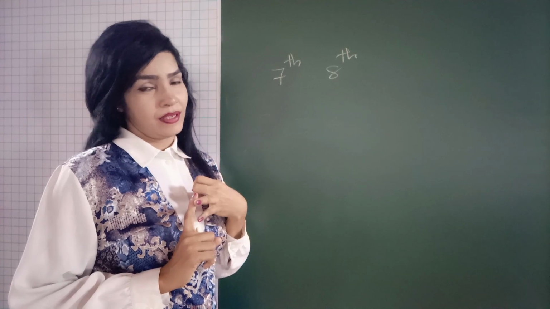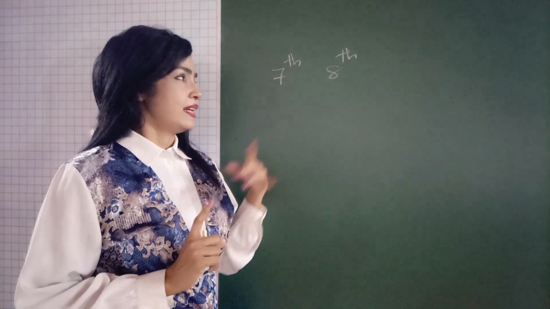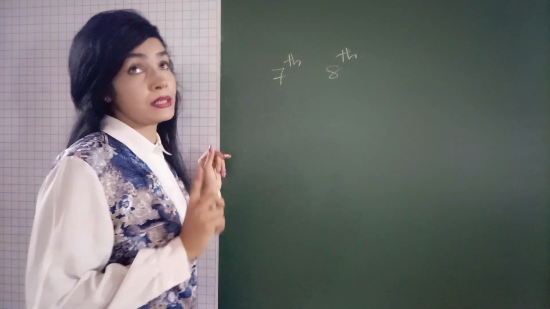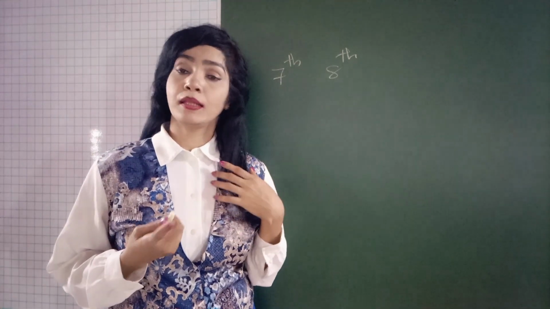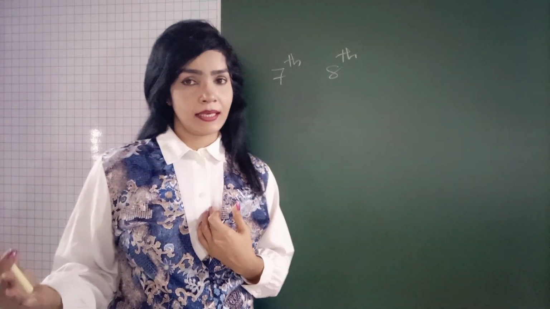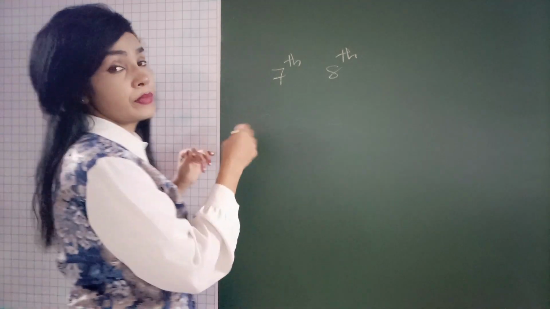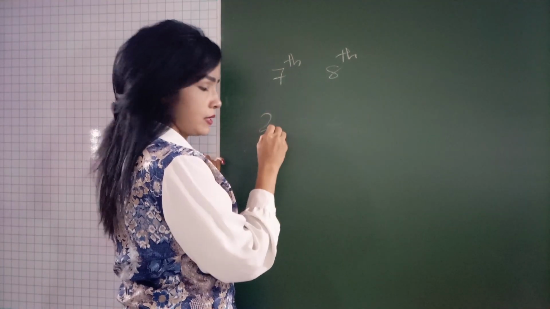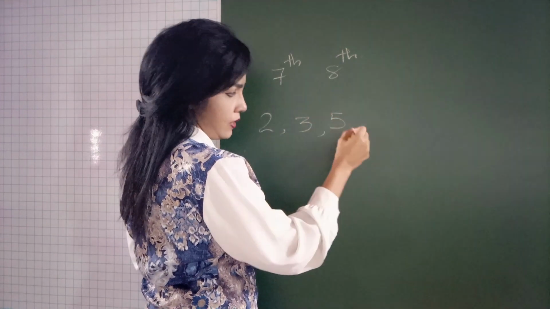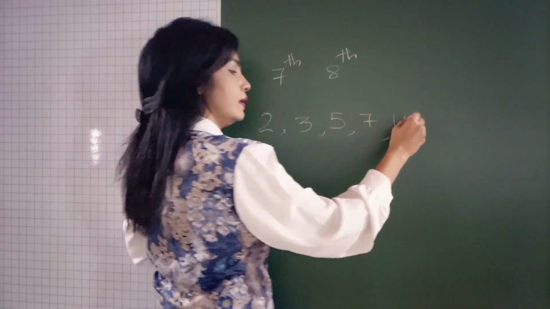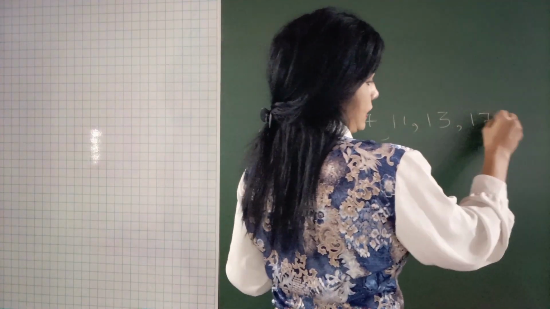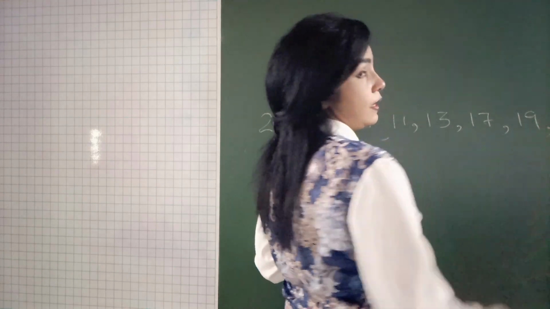Prime numbers have only 2 factors. Now I have to give the 7th and 8th prime numbers. If I want to give them, I should know the prime numbers up to a certain extent, right? So basically, you have to remember the first prime number is 2, then 3, 5, 7, 11, 13, 17, 19, then what?